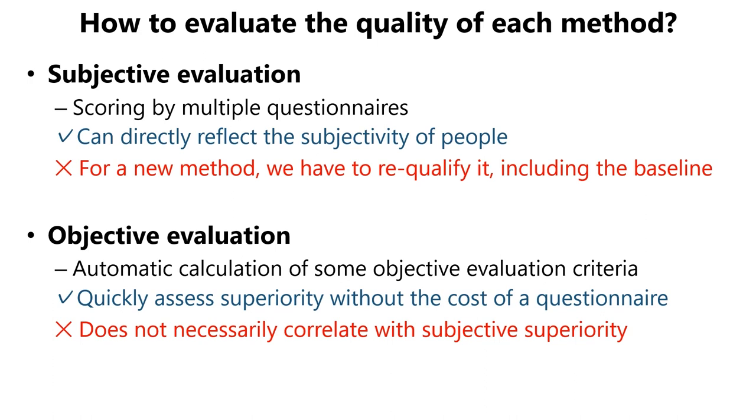On the other hand, even if a state of the art score is obtained, if it is not known whether the score really correlates with people's subjective evaluation or not, there is a possibility that the human evaluation will show no significant differences between other methods, or conversely, other methods will be better.